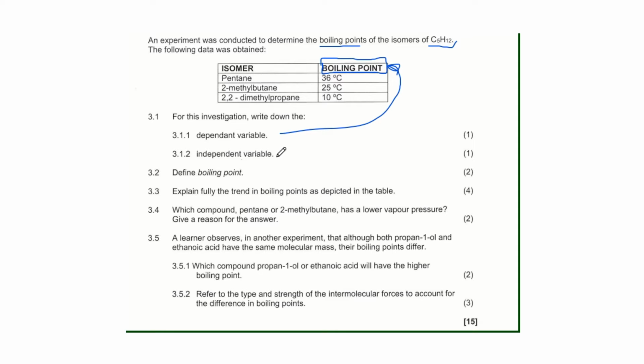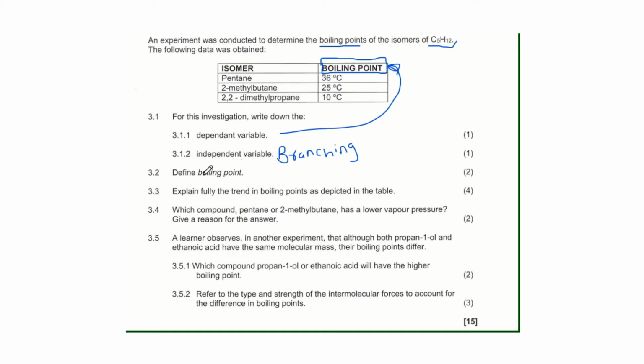And then the independent variable will be the length of the chain, or the branching. You can see that we have two branches here, we have one branch on 2-methylbutane here, we have two branches and so on like that. So the length of the carbon chain, or the so-called branching, is our independent variable. Let me just write it like this. Yeah, so the length of the carbon chain, or the branching, that's the independent variable.